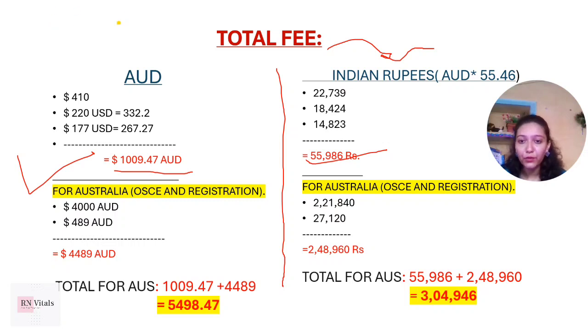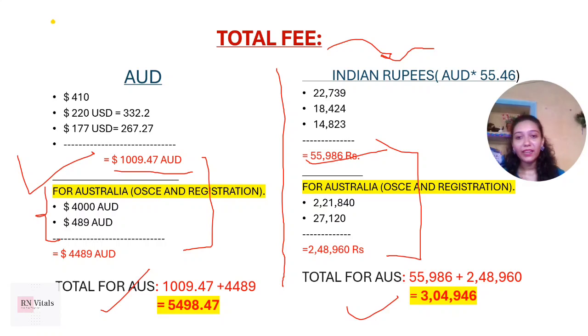And suppose that you want to be an Australian nurse, then you have to add the registration and OSCE fee, which I have added here. After adding that, the sum total of this plus this is given here, which is 5,498.47 Australian dollars, and in rupees it would be 3,04,946 rupees.